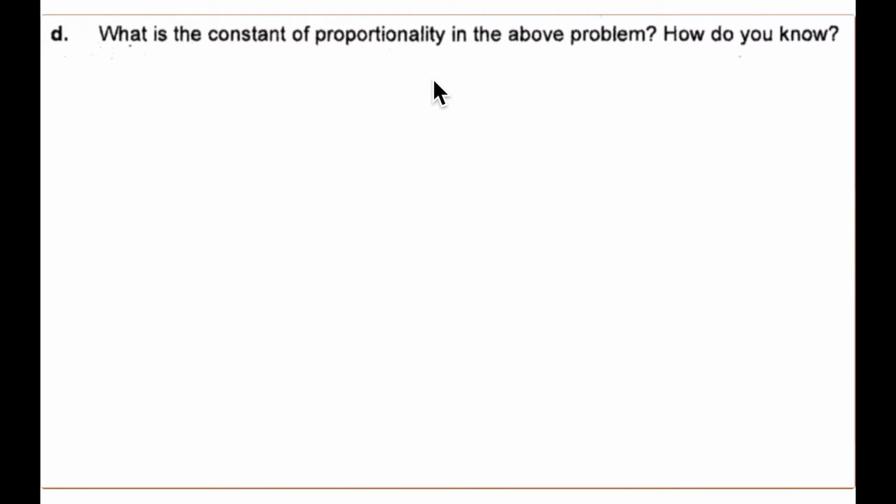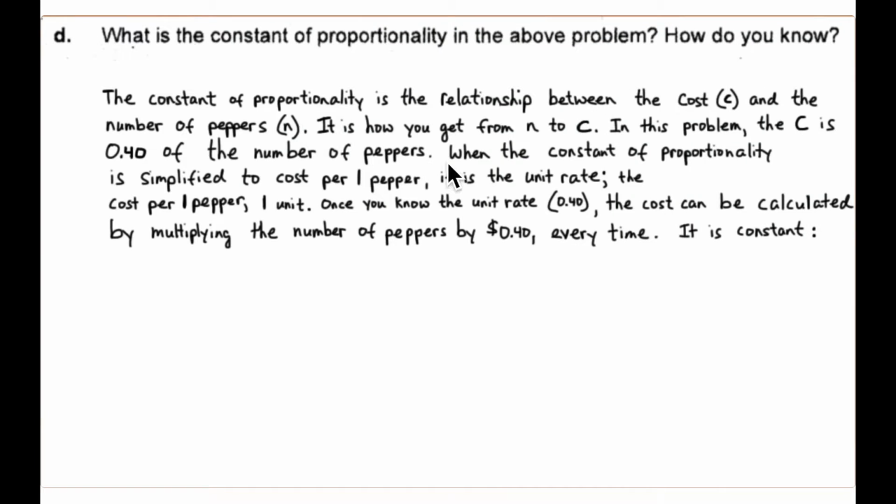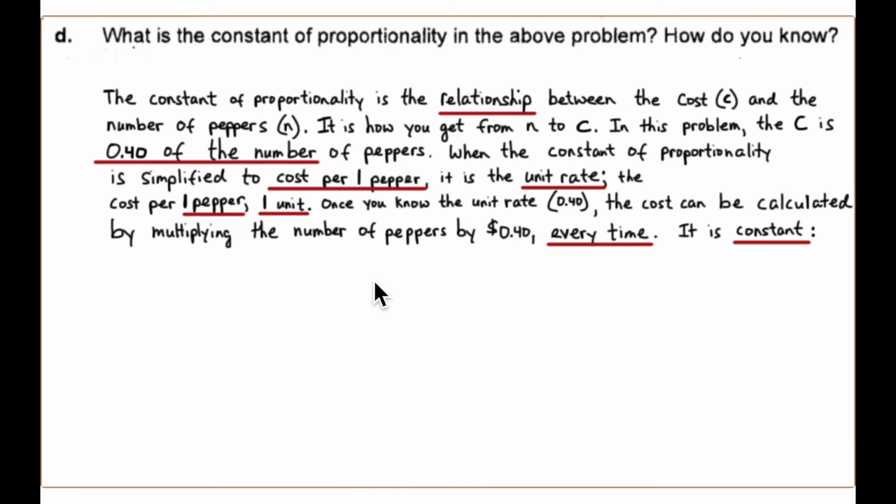In part D, you're supposed to identify the constant of proportionality for this problem and basically describe what the constant of proportionality is. So a lot of words here. The main idea is that the constant of proportionality is the relationship between the cost and the number of peppers, n. It is how you get from the number of peppers to the cost. In this problem, the cost is 40 hundredths of the number of peppers. So whatever you have for the number of peppers, you're going to multiply that number by 40 hundredths. That's going to give you the cost.